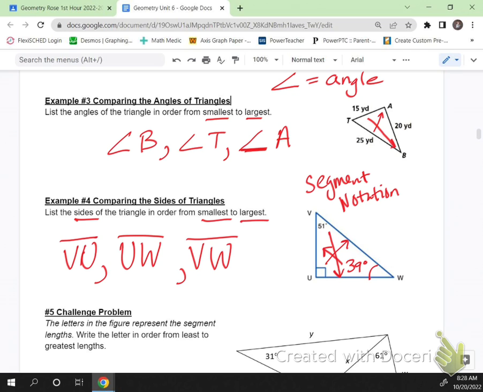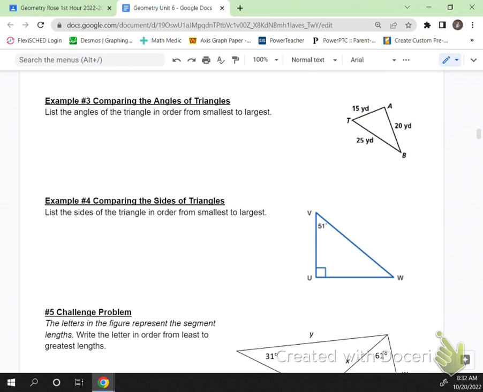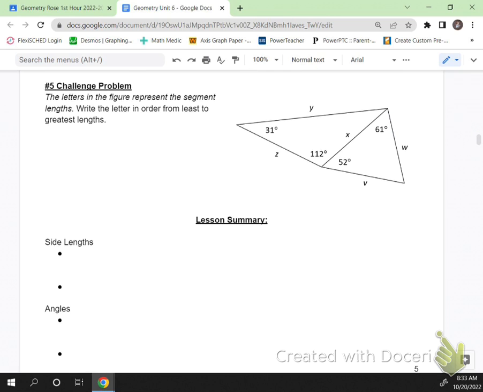Questions? I want you to try the challenge problem now with your partner. And then we'll do the lesson summary. Ready, set, go. Try it. Ready? There's not a second bullet point. Let's summarize. Let's summarize, please.